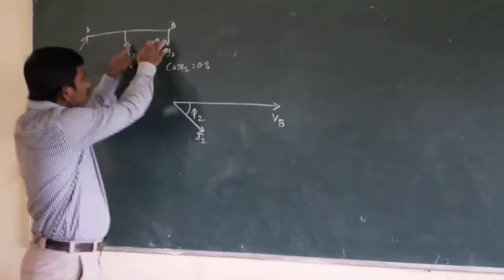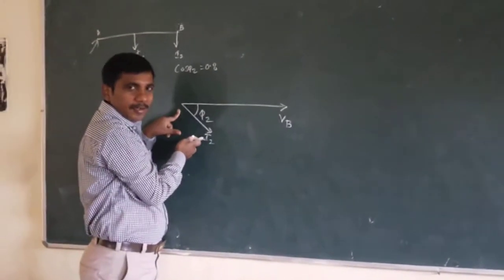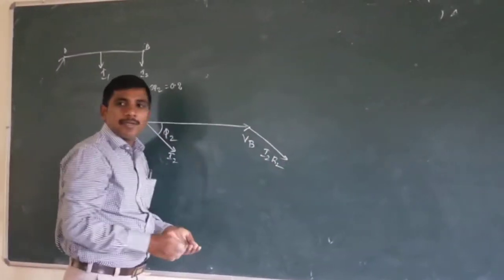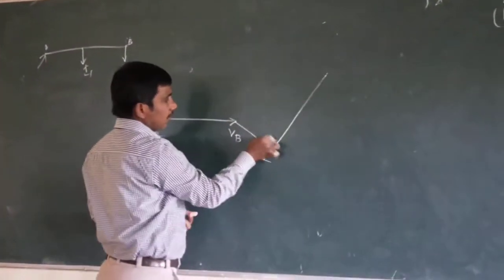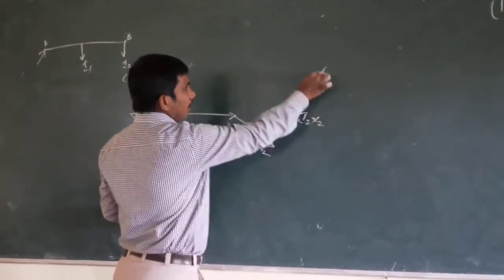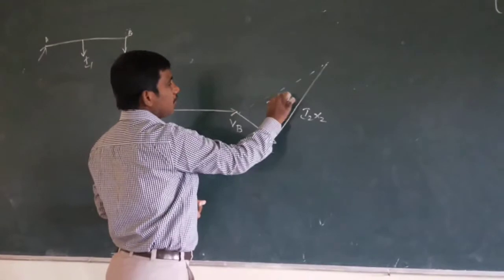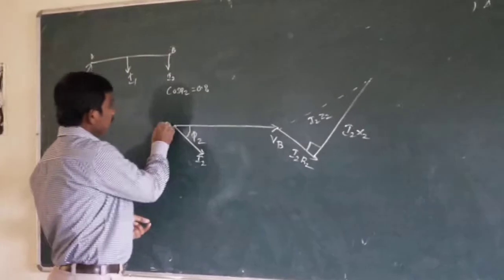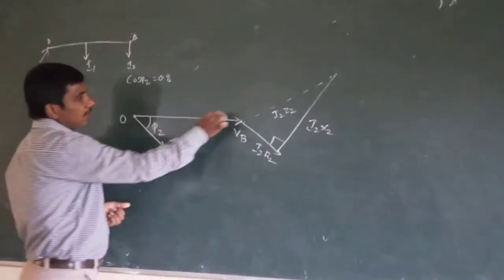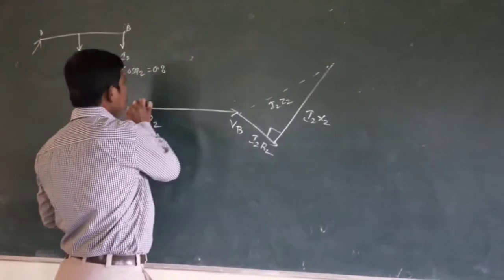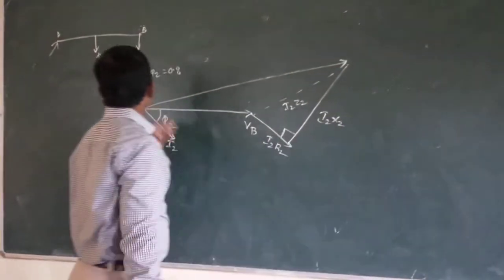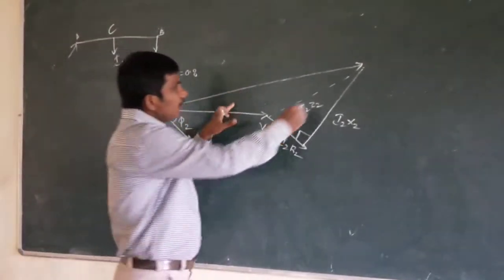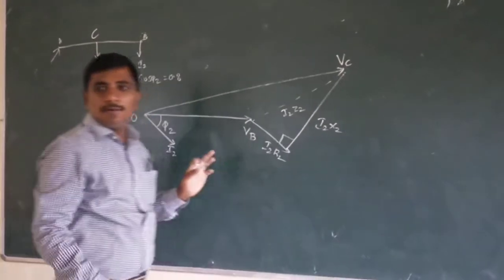Now the resistance drop in this section will be in phase with the current, that is I2R2. The reactance drop will be 90 degrees to this, I2X2. If you add these, you get I2Z2. If you join this and this, assuming this is A, O and B, what do you get? This vector gives the voltage at point C, VC.